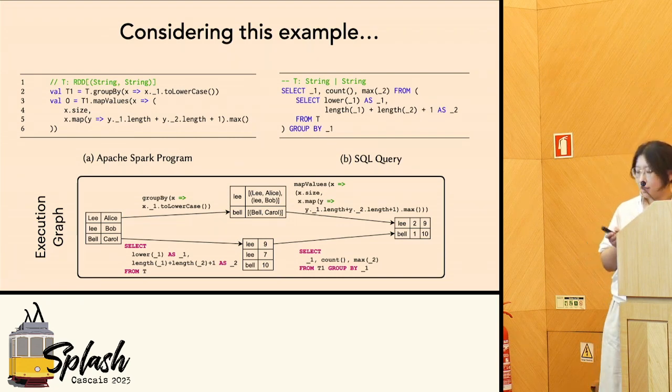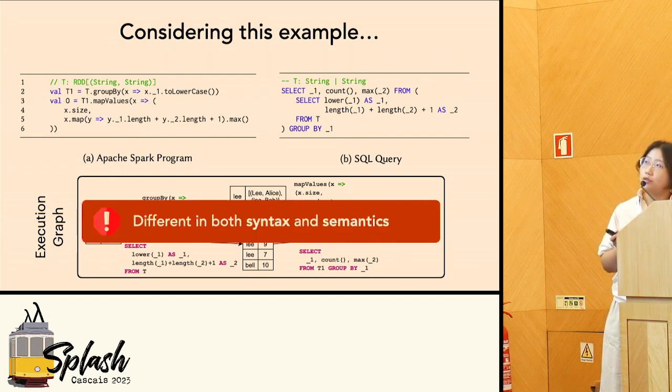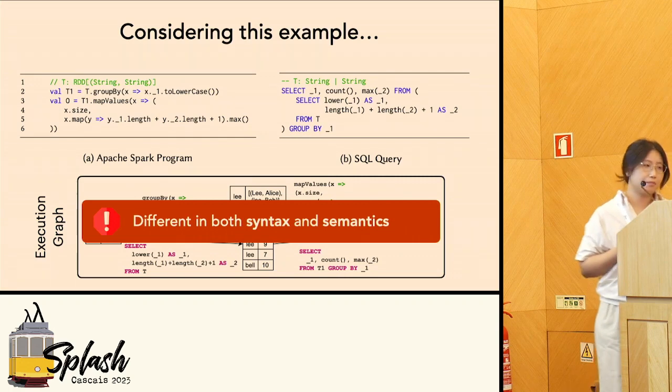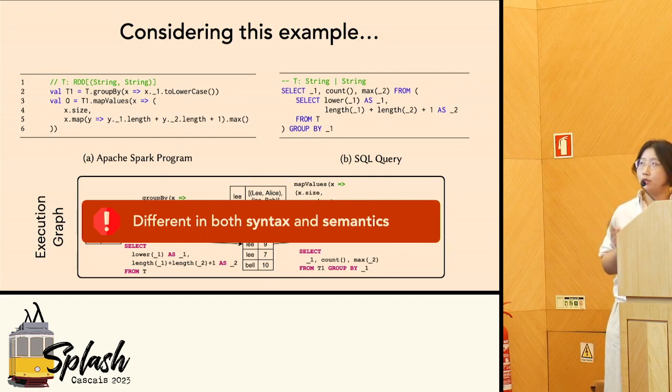You can see that not only do these two programs look very different, but they're also very different in semantics. So this imposes a huge challenge: given a Spark program, how do we convert it into a SQL query that hopefully is much more performant?